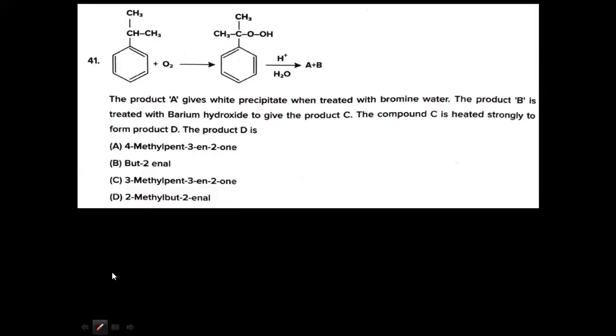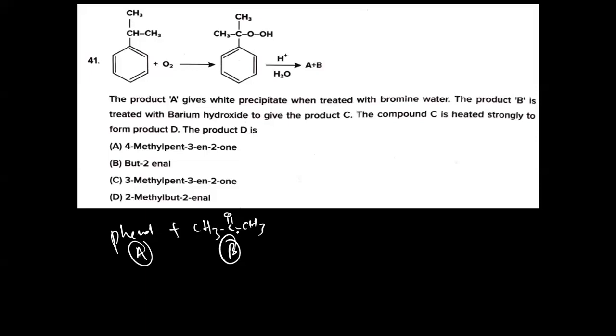41. Cumene, C6H5 isopropyl benzene, on oxidation gives cumene hydroperoxide, which on acid hydrolysis gives A plus B. We know it forms phenol, which we consider as A, and the byproduct obtained is CH3COCH3, acetone, which we consider as B.